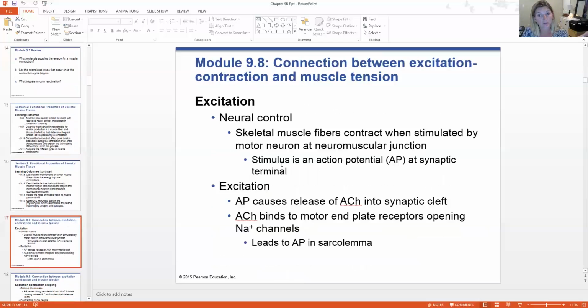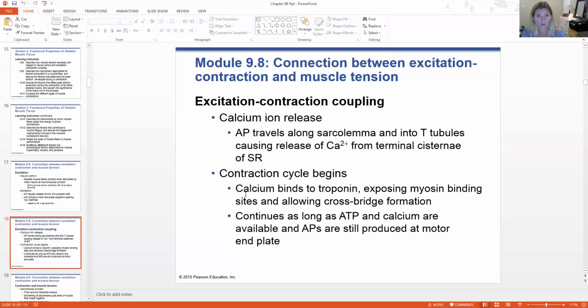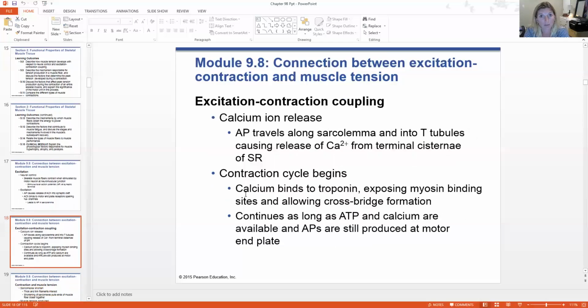The stimulus is an action potential. That action potential is an electrochemical gradient that can be propagated or carried down the axon and into the muscle fiber. Excitation is when that action potential, AP, is going to cause the release of the acetylcholine into the synaptic cleft. The acetylcholine binds to the motor end plate, opens sodium channels there, leading that action potential into the sarcolemma, down into T-tubules, so on and so forth. So that is ultimately causing calcium ions to be released from the terminal cisterna. So when those calcium ions are released, that's when the contraction cycle begins.